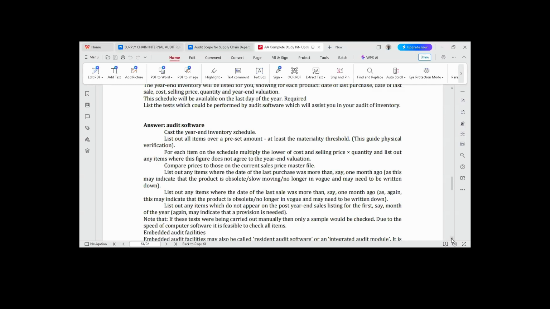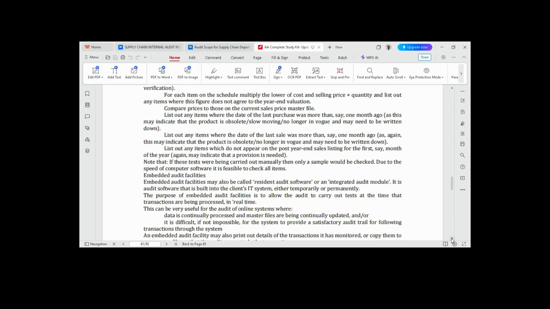properly reviewed. Okay? Note that if these tests were being carried out manually, then only a sample will be checked. Due to the what? The speed of computer software, it is feasible to check all items. There's a limitation when you try to do it manually. I talk about having millions of transactions. How many will you be able to detect or track manually? It will be very, very impossible. Okay? I hope that is clear. So that is the answer to that question. All right?